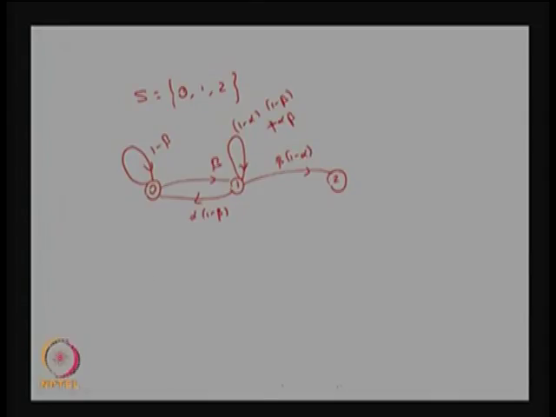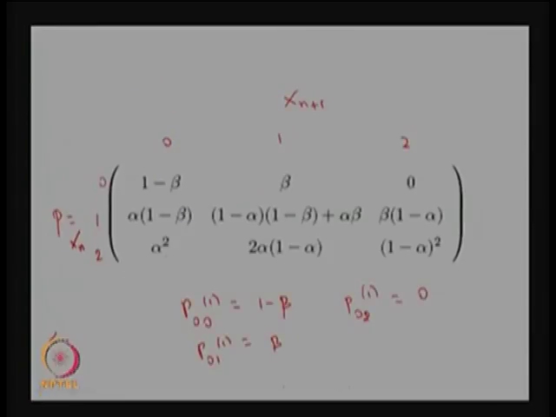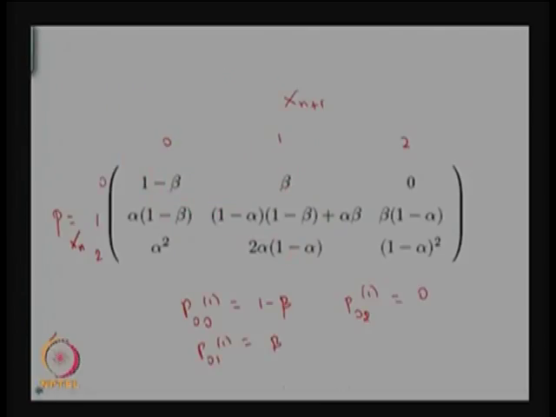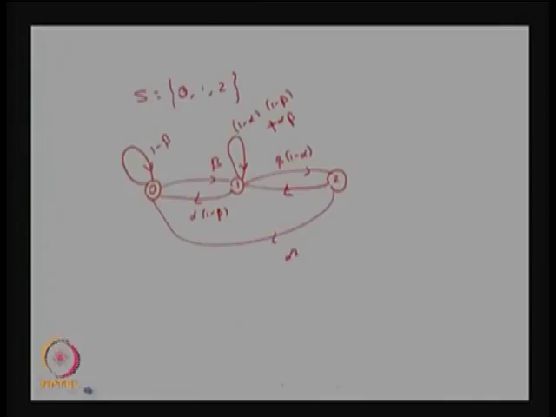Similarly, you can draw the arcs for 2 to 0, that is alpha square, and 2 to 1, and so on. Therefore, 2 to 0 is alpha square, 2 to 1 is 2 alpha times 1 minus alpha, and 2 to 2 is 1 minus alpha whole square.